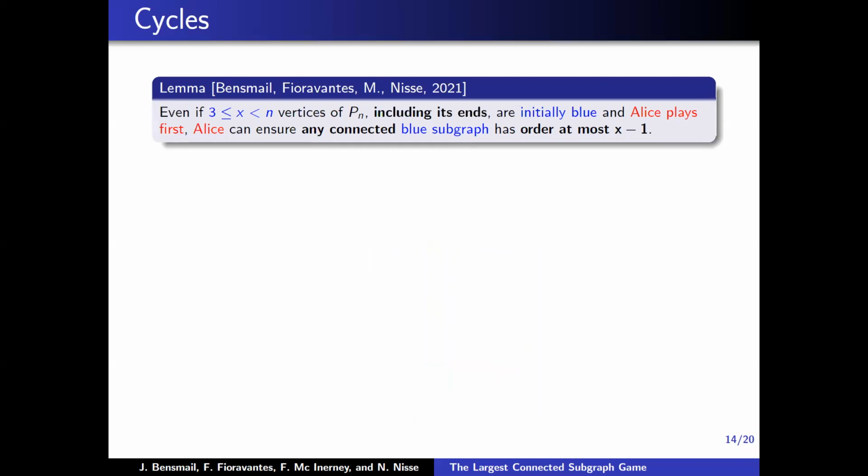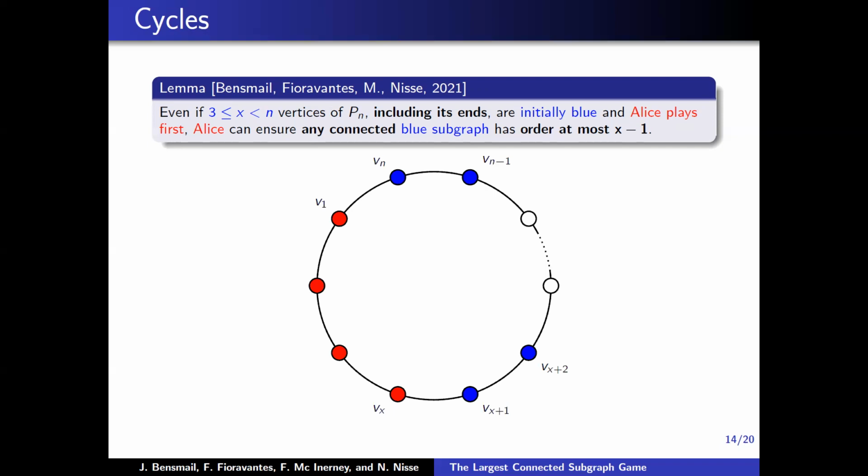And so first we have this lemma that says if x vertices of a path Pn, including its ends, are initially blue and Alice plays first, then Alice can assure any connected blue subgraph has order at most x minus 1. And so the idea is that if Alice can force a situation like this in the cycle, then she'll win. So essentially she makes one connected component after x turns. So V1 through Vx.